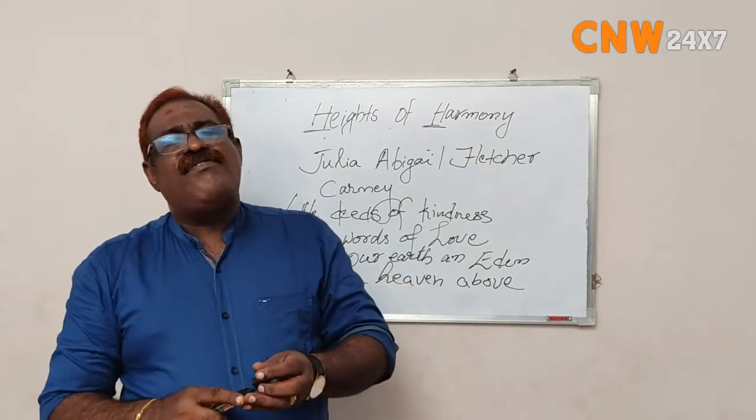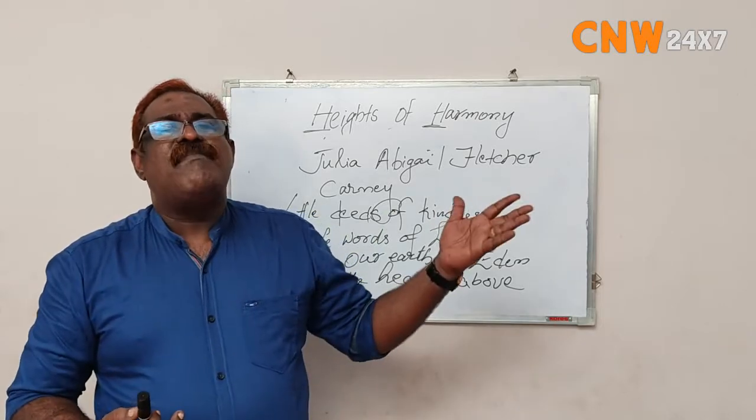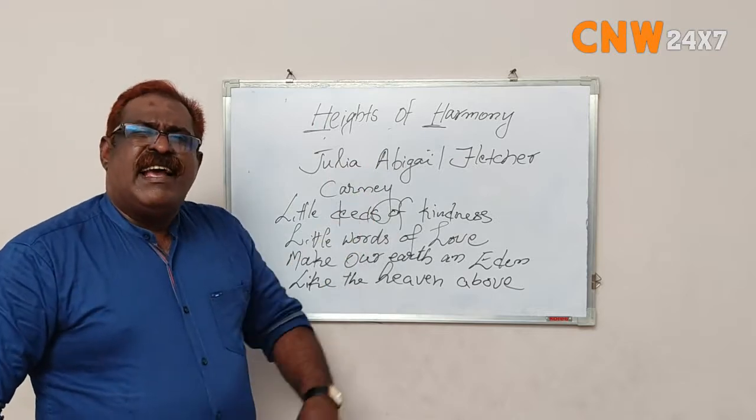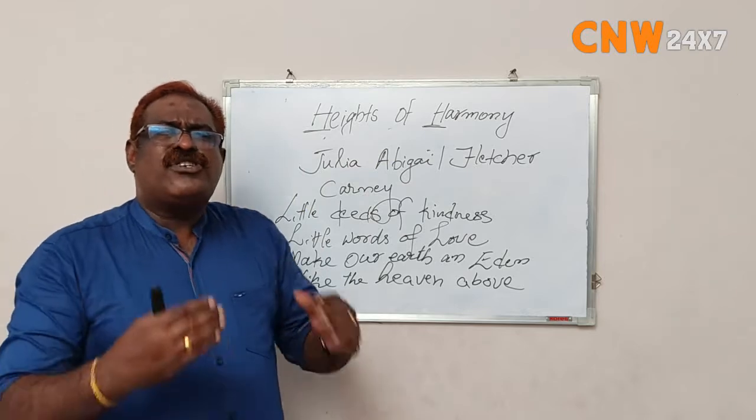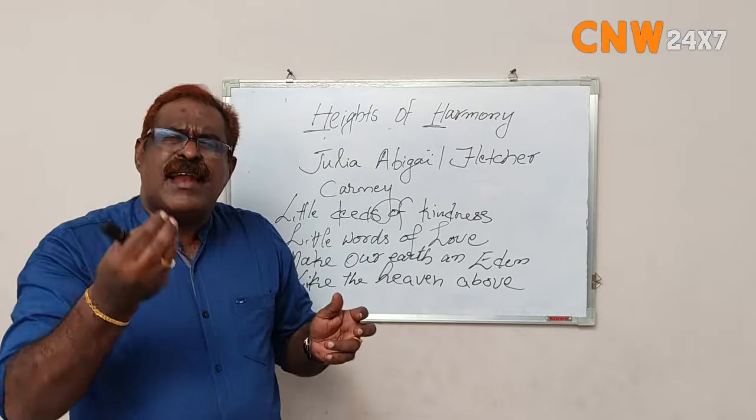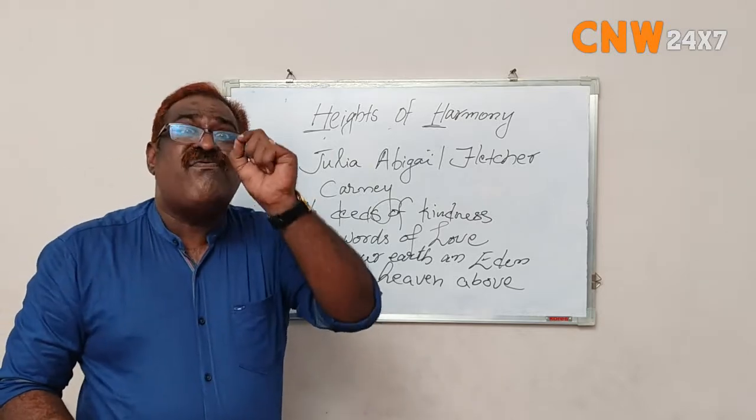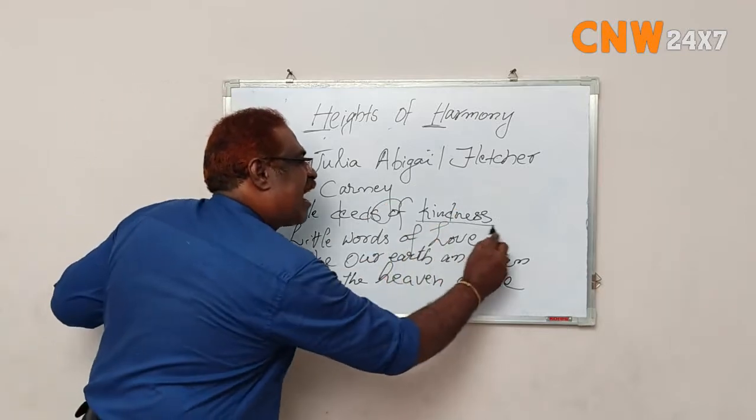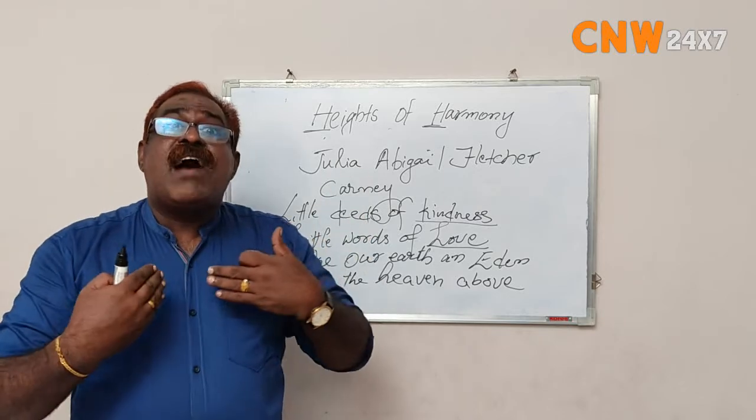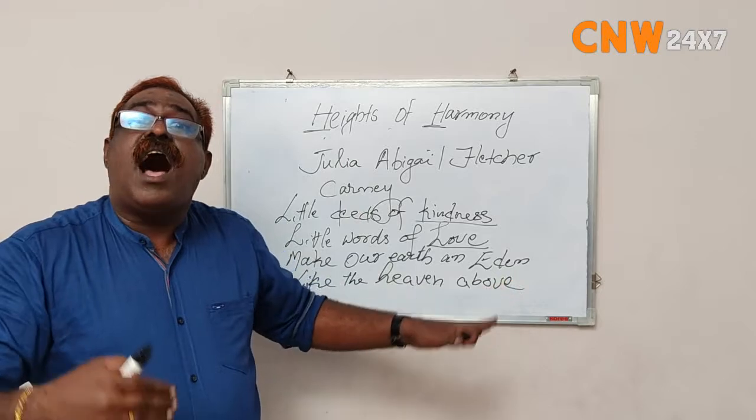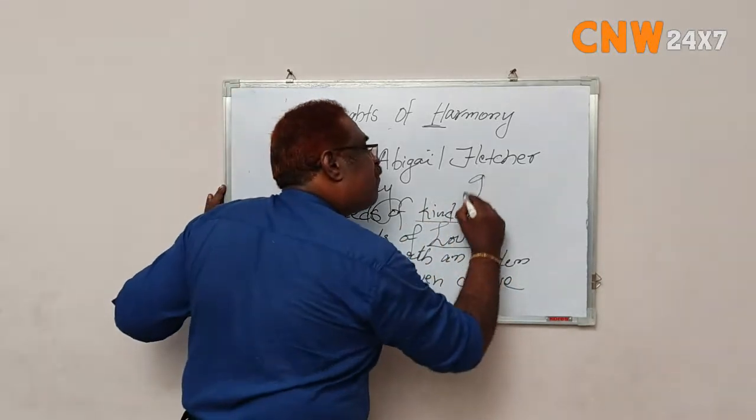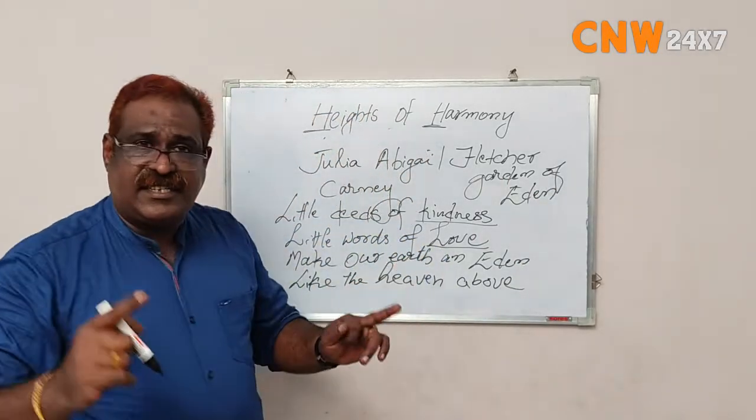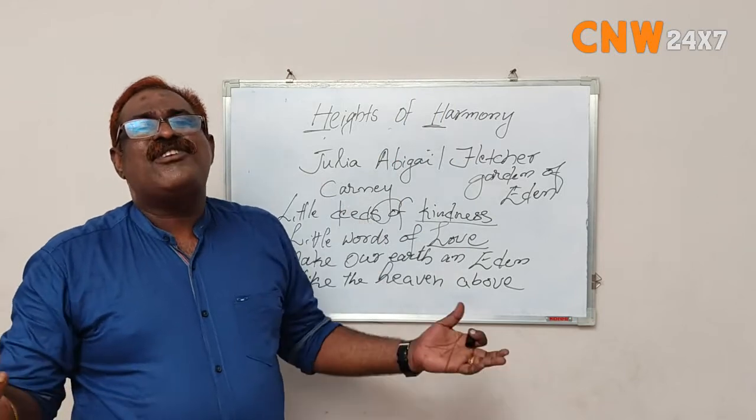While we analyze the meaning of this quotation, we can understand what harmony means. Julia Abigail Fletcher Carney is saying that with little deeds of kindness, we must be kind to other people. A little is enough. And with little words of love, we must be a little bit loving to others. These two qualities, kindness and love, make our earth, the earth we live in, just like the Garden of Eden. And that is similar to the heaven above.